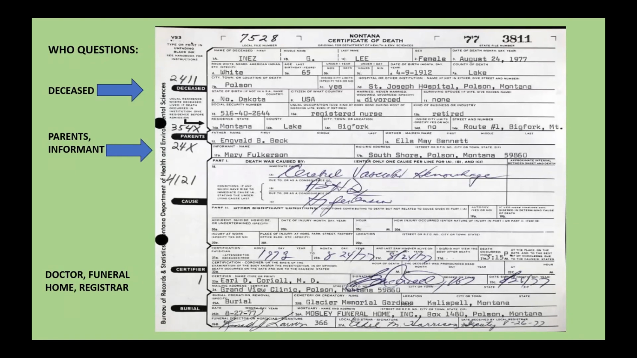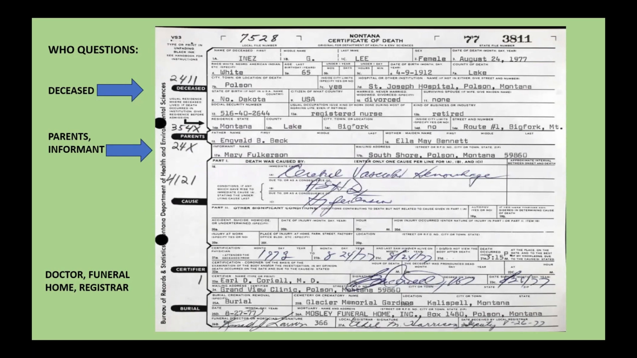The next who are the parents. Who are her parents? Well, Engvald B. Beck, and her mom was Ella Mae Bennett, identified so by her maiden name. And the person, the informant filling it out, is this person called Mary Fulkerson. And fortunately, I know that's my sister, Susie. Yes, I know her name is Mary, but we've all called her Susie.